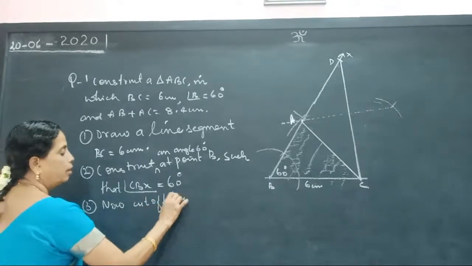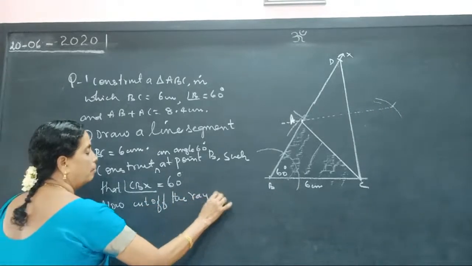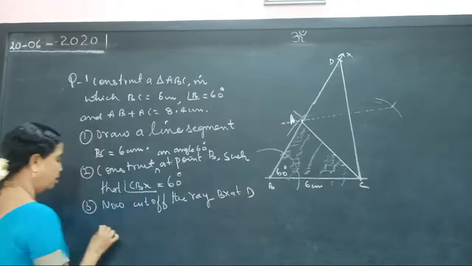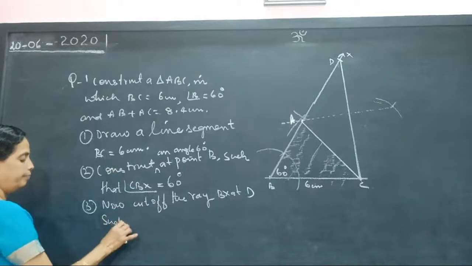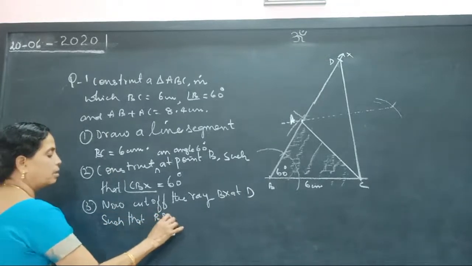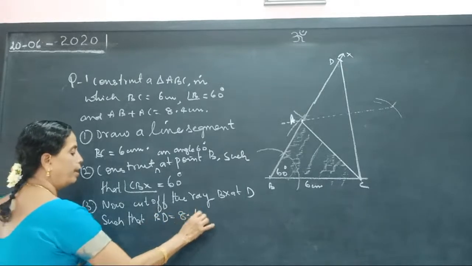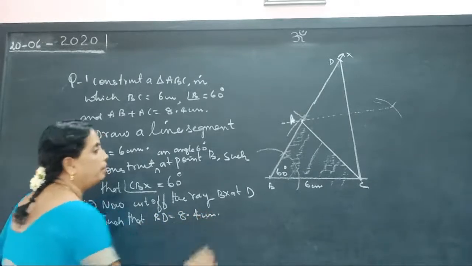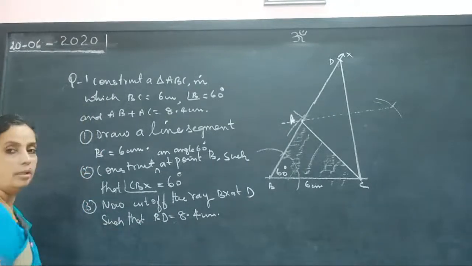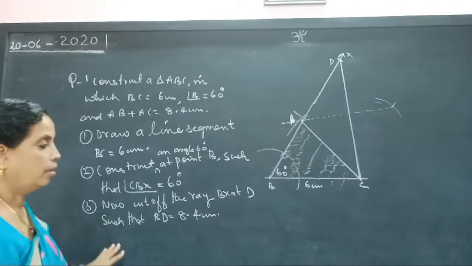Next, cut off the ray BX at D such that BD equals 8.4 centimeter. Next point, can you see? Can you see this?